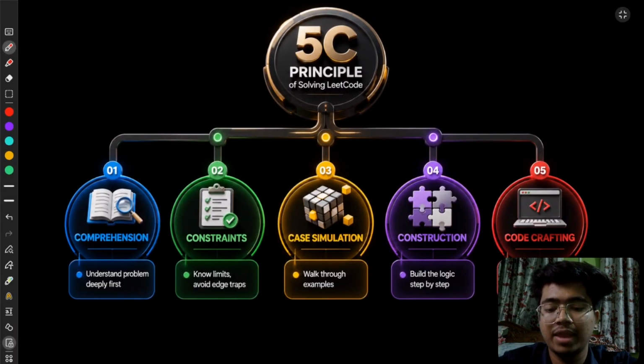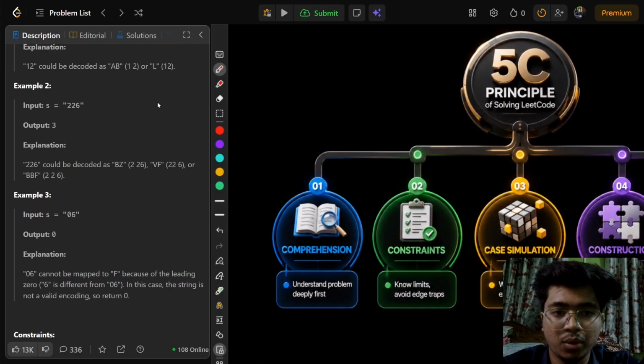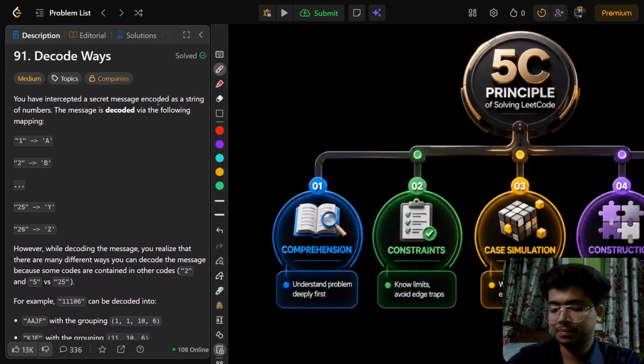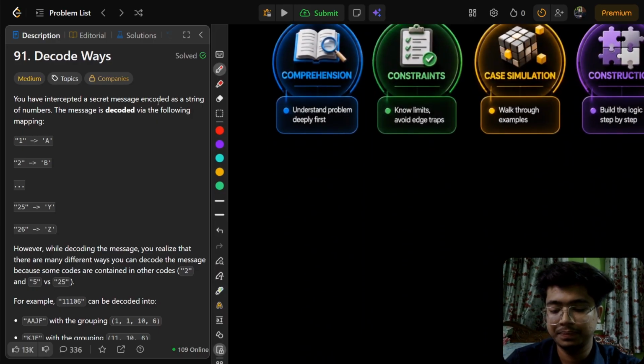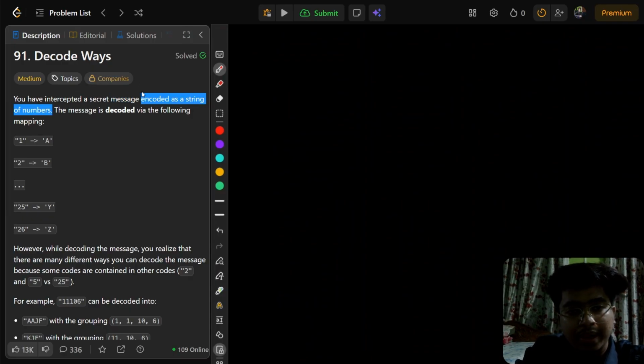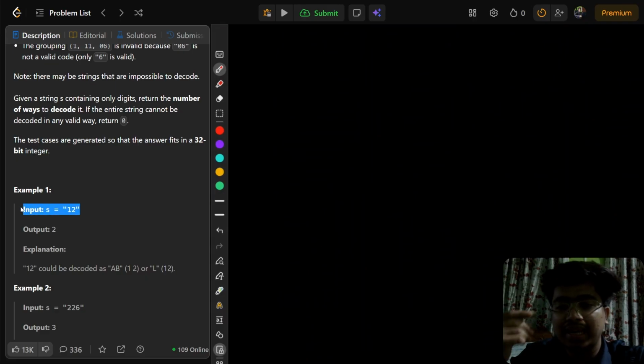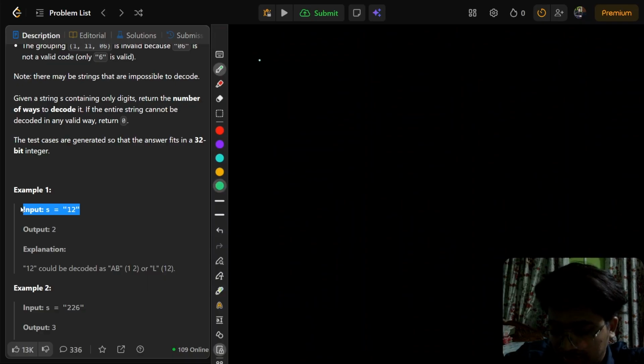So let's move to the comprehension portion. Okay, so now we are in the comprehension portion. First, let's understand what the problem tells. You have intercepted a secret message encoded as a string of numbers. That means we are provided with a string that is containing numbers, like 12. That is what the first line of the question tells.